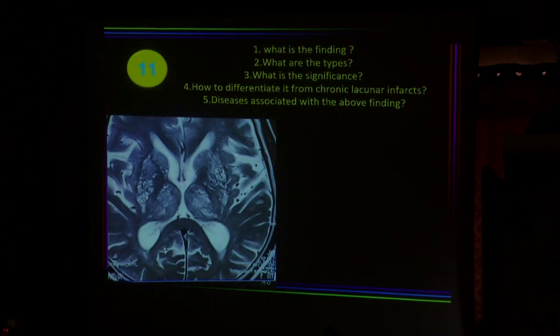What is this finding? What are the types? What is the significance? How do you differentiate from chronic lacunar infarcts? And some diseases associated with the above finding. So what is this? I think most of you will know. What is this? Okay, these are prominent Virchow-Robin spaces.